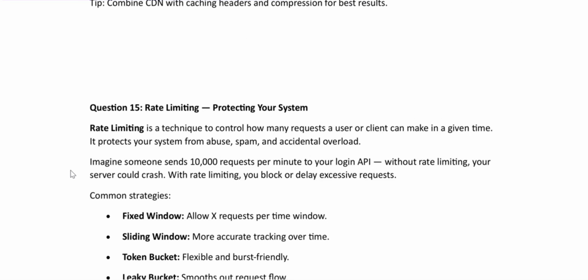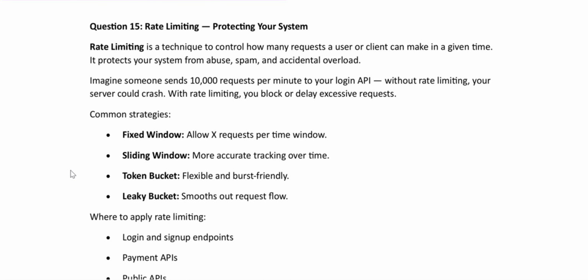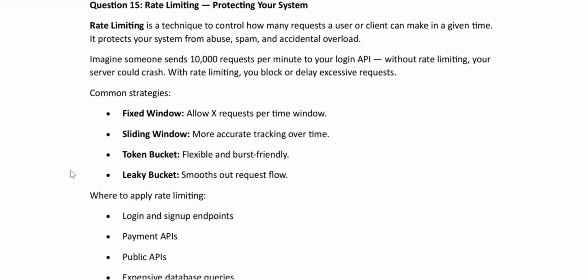Moving to the next question, rate limiting. Very important topic. Rate limiting is a technique to control how many requests a user or client can make in a given interval of time. It protects your system from abuse, spam, and accidental overload. Imagine someone sends 10,000 requests per minute to your login API. Without rate limiting, your server could crash, right? With rate limiting, you block or delay excessive requests.